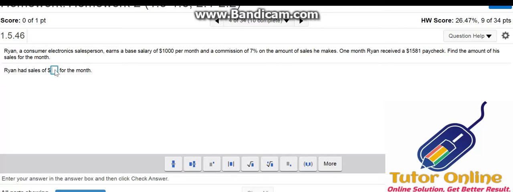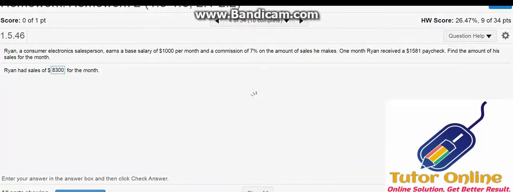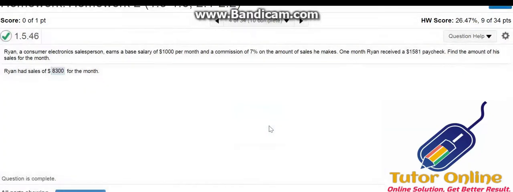So let the sales be X. First we will subtract 1,581 minus 1,000, where 1,000 is his base salary. Then 581 is left. So 7% of X is equal to 581. So X is equal to 581 divided by 0.07, which is $8,300 he sells in that month. So that's fantastic. We'll move to the next question.